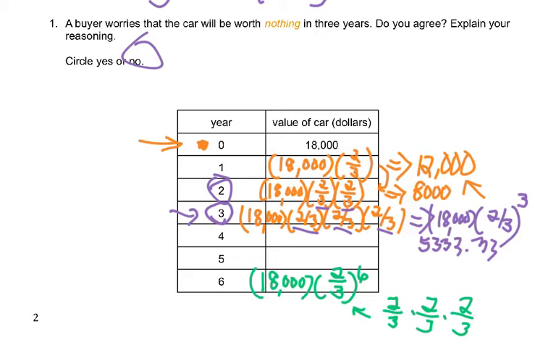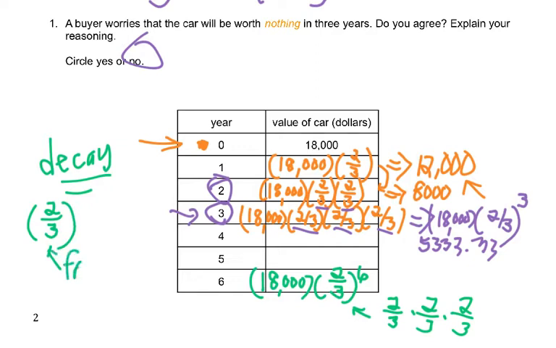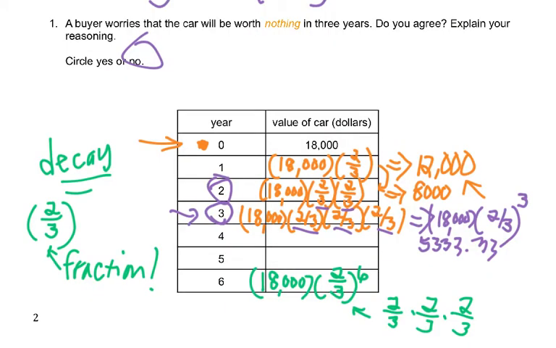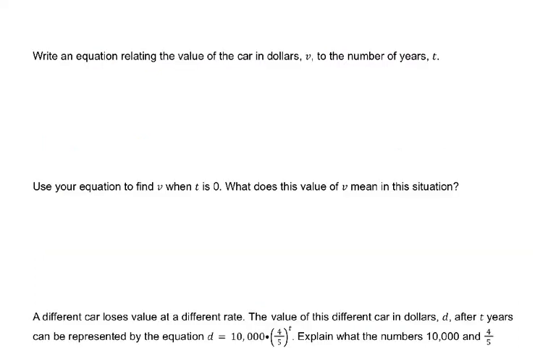So what we're doing is, this is decay. It's decay because my multiplier, my factor, is a fraction. That's why it is decaying. Remember, when it got bigger, look back here, my multiplier was 2 in this case. In this case, my multiplier is 2/3. So let's keep going.